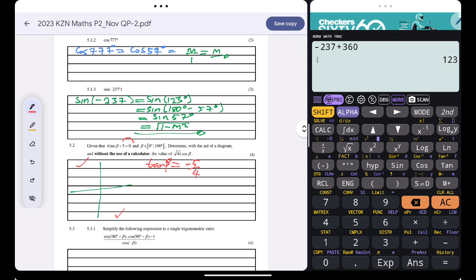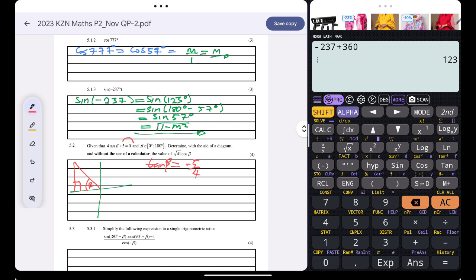Are we together? But we are restricted in where we can find the angle of beta. The angle of beta can be found between 0 and 180. My right angle triangle will always be where I have the most number of ticks. Are we together? So I have the most number of ticks in the second quadrant. So that means I have my angle of beta there.